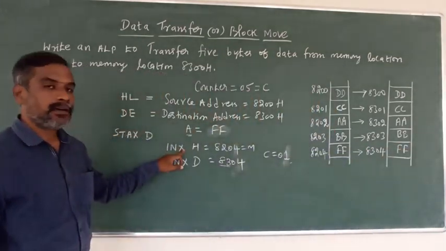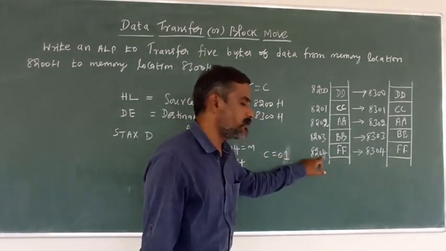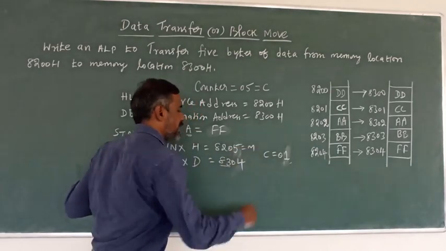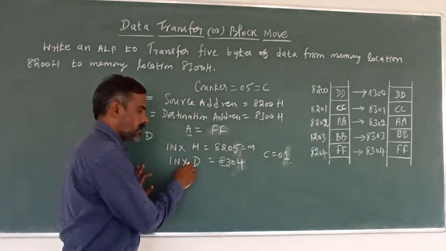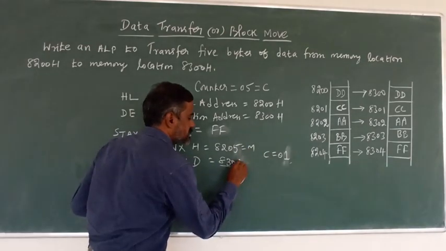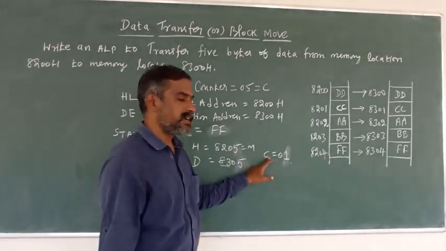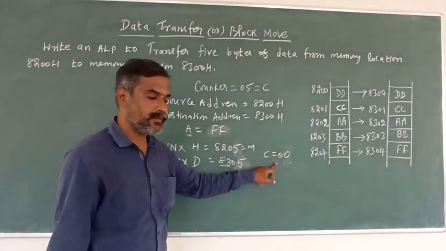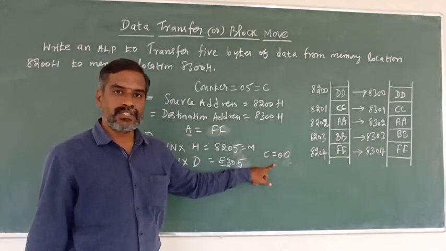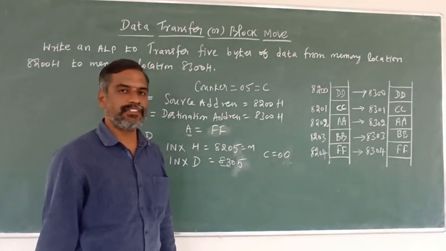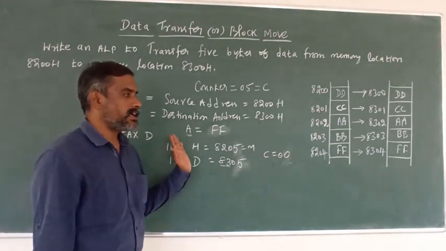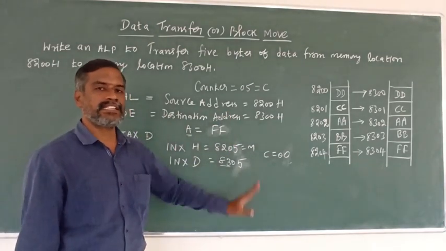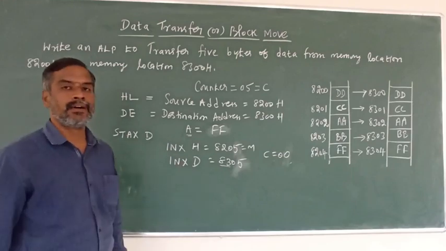After that, increment the memory address from 8204 to 8205. This is the memory address 8205, and INX D. Now increment the destination address also. After that, decrement C. Now C equals 00. If the C register is 00, now check the 0 flag. Now the 0 flag will be set. If the 0 flag is set, it means all the data is transferred from source to destination address, and the process stops.